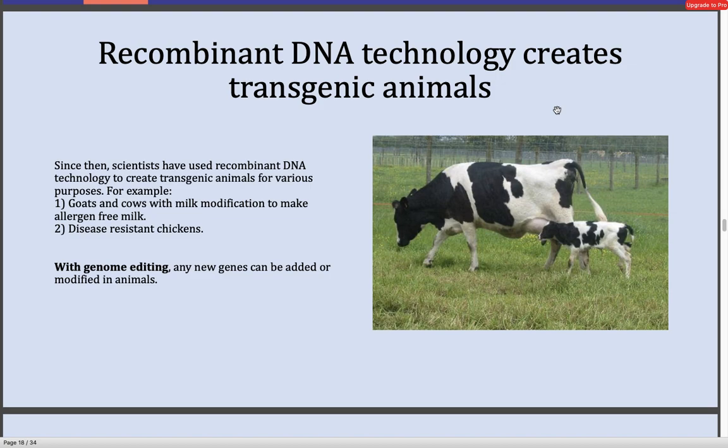There's also been lots of disease-resistant chickens that's been made. Again, we'll see the details of that later. In your class later in the semester, we'll talk about genome editing as well. Ruben and Anna was genome edited. And we also learned that with that, you can add any new genes and modify animals in any way that you want.